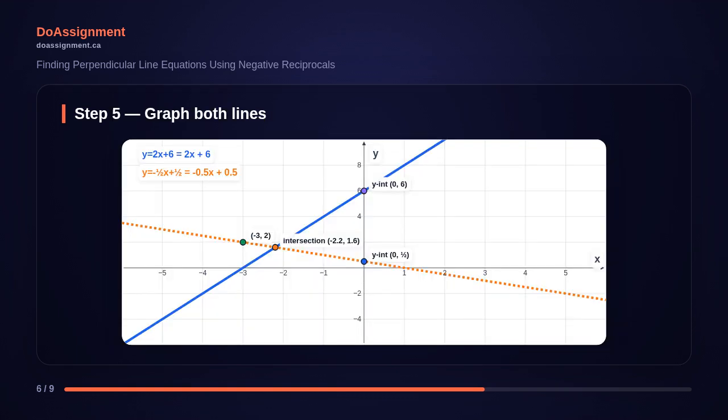The graph shows both lines. The original line in blue has a steep positive slope of 2. The new perpendicular line in orange has a gentle negative slope of -1/2 and passes through the point -3, 2. Notice the two lines form a right angle where they cross.